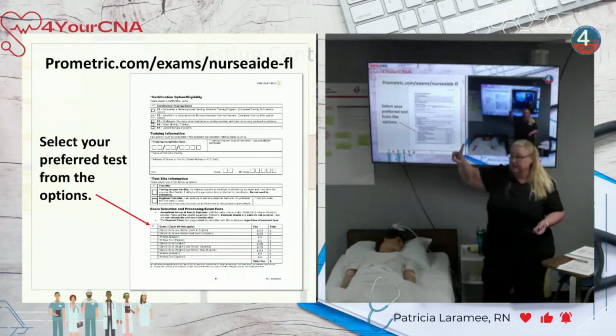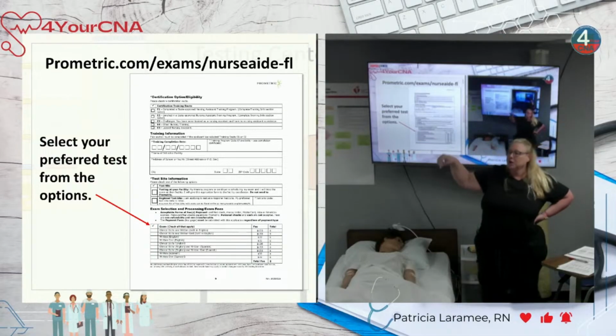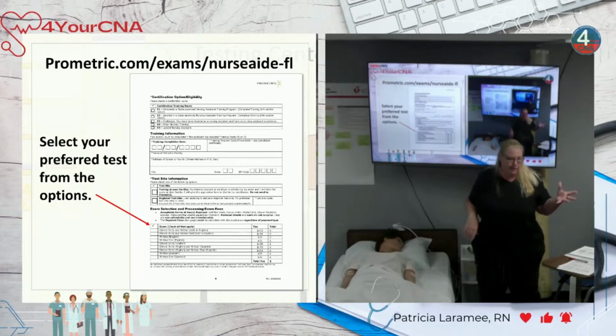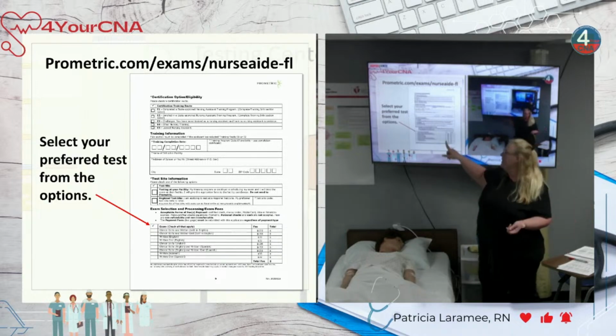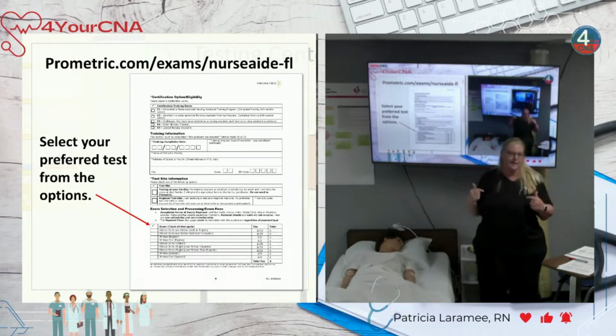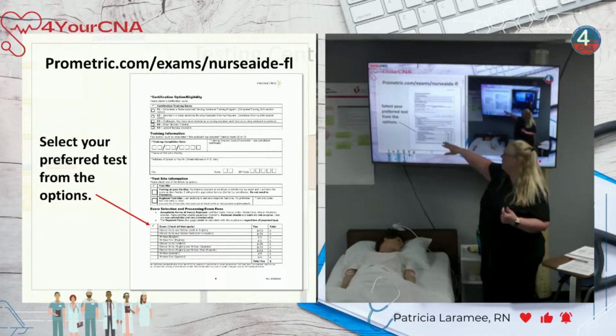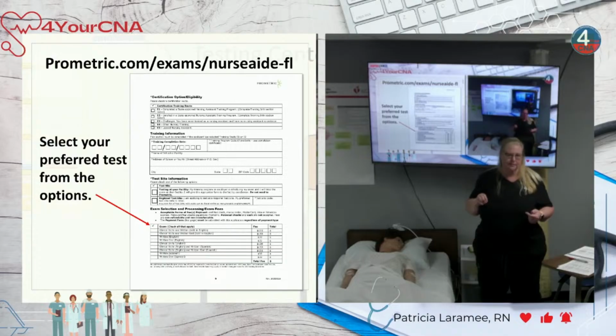Now, if English is not your language, or you have a reading disability or dyslexia or something like that, and you want the computer to read the written test to you, you can check the second box. So the first box is just the plain test. Second box has the computer read the written test questions to you. If you want the written test in Spanish, there's another option down further that you can choose. But for most of you, first-time testers, check the first box.